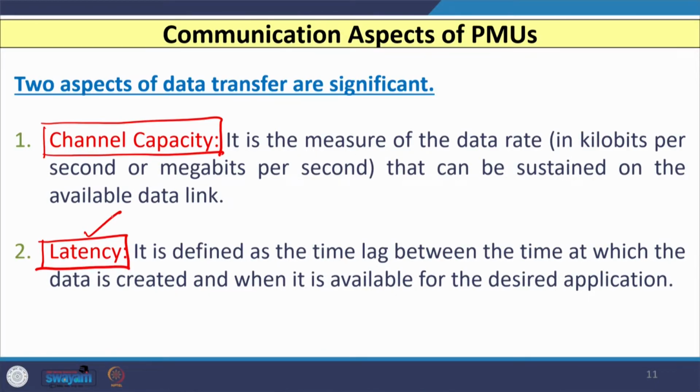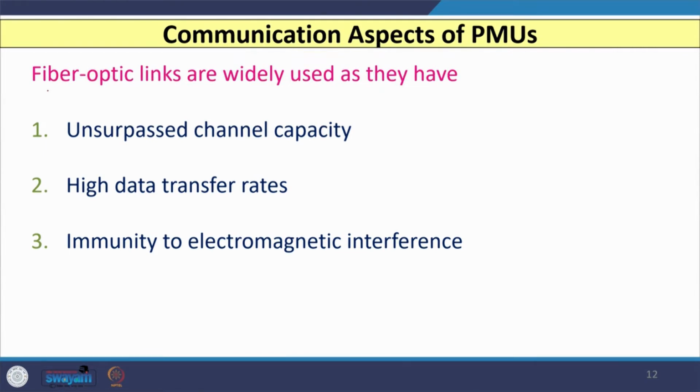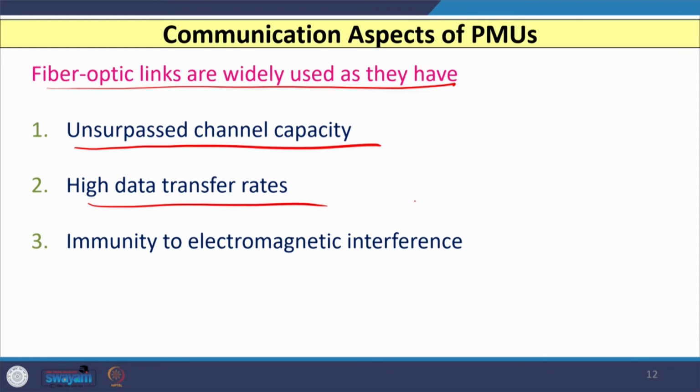So, these two aspects are very important as far as the data transfer is concerned in the phasor measurement units. Normally, in most of the cases, fiber optic links or cables are used because they have several advantages, such as unsurpassed channel capacity, high transfer data rates, and they remain immune to EMI, that is electromagnetic interferences, and that is why in most of the cases fiber optic cables are used.